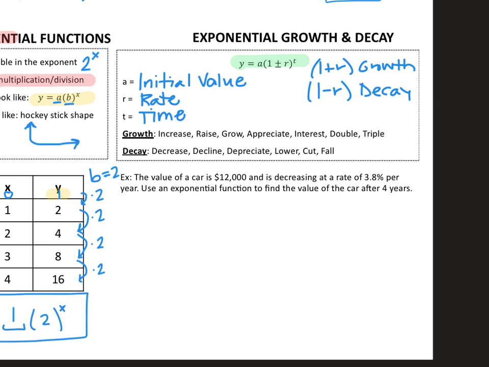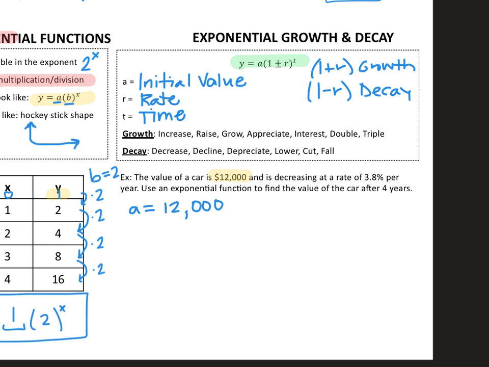So now let's look at an example. The value of a car is $12,000 and is decreasing at a rate of 3.8% per year. Use an exponential function to find the value of the car after 4 years. So before we get started, we need to start by looking for some information. First, let's look for our initial value. Well, we know our initial value of our car was $12,000. Initial value is always a, so we can start by writing a is equal to $12,000.